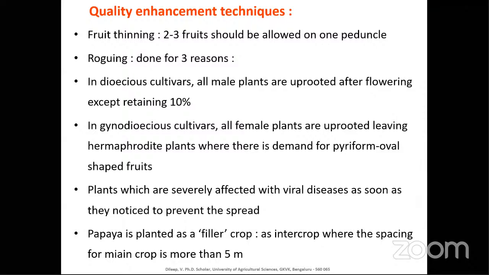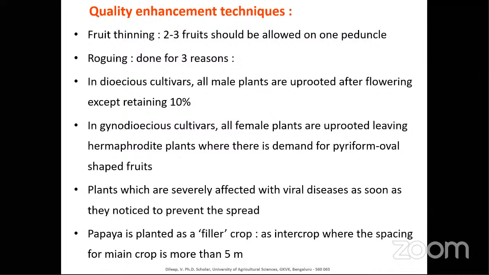So this is one of the important things. Papaya is also planted as a filler crop. Okay, so what is a filler crop? It is the one which is accommodated in the hexagonal or the quincunx system. There is extra space, no, so in that they will plant the papaya plant. So it is grown as a main crop, but it is also grown as an intercrop.